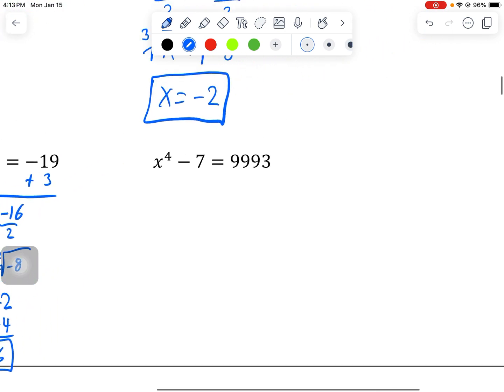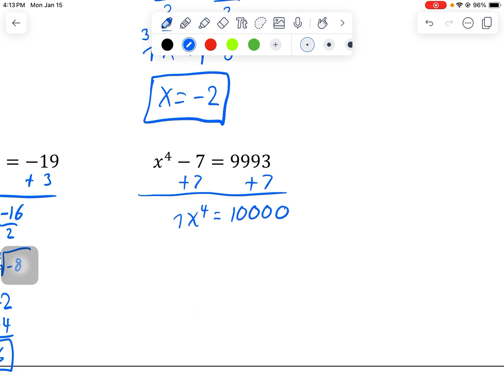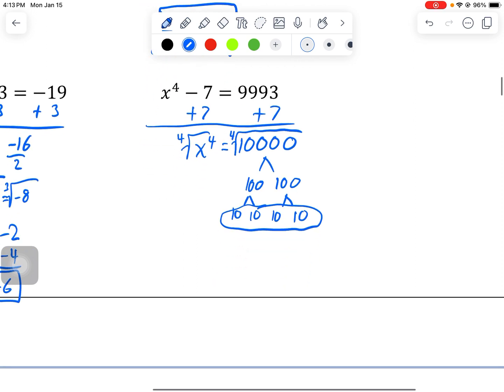Last one here. This one we would add 7 to both sides. And this is going to work out perfectly. Most of the time the solving ones are going to work out pretty nicely. That becomes 10,000. If you take the fourth root, because we want to match the exponent in the index, we could break 10,000 into 100 times 100. That would break up into 10 and 10, 10 and 10, and there's our group right there. So we know that x would equal 10 in this instance, but because it's a fourth root and it's not a cube root, that's an even number.